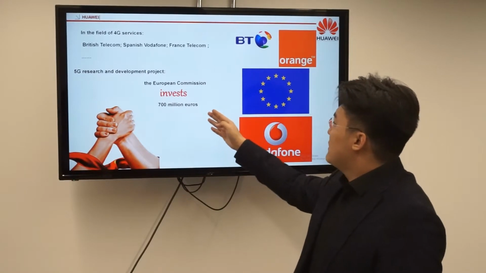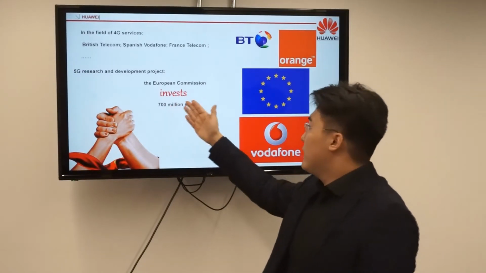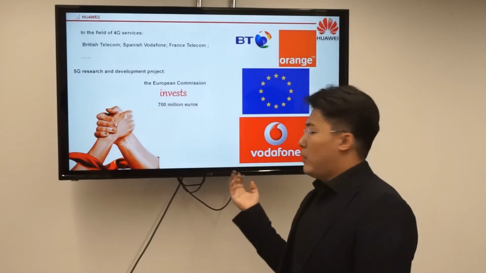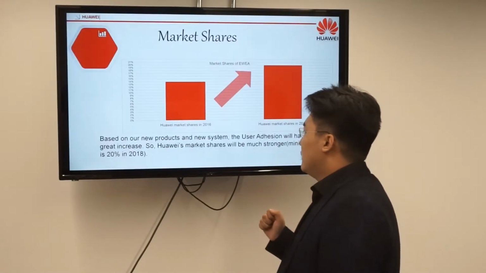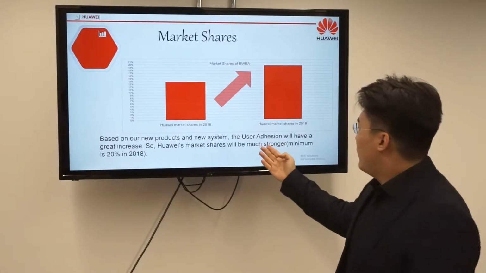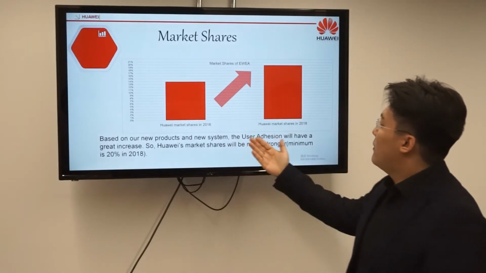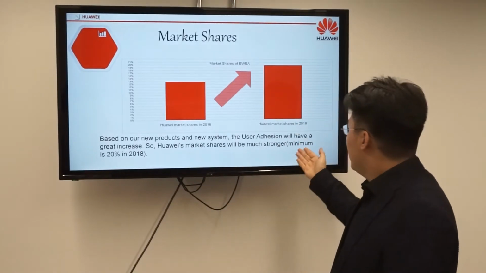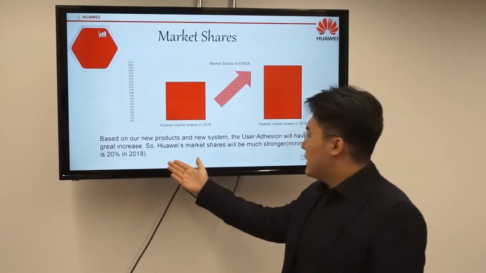And then the European Commission will invest 700 million euros for Huawei's 5G research and development project. So Huawei's market shares will not reduce. And then based on Riley's plan, we will have more users, and then our market shares will have a great increase. The minimum will be 20% in 2018.